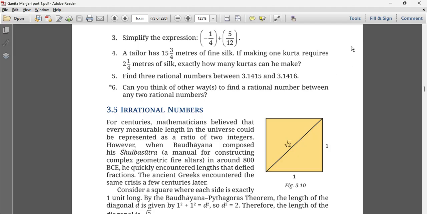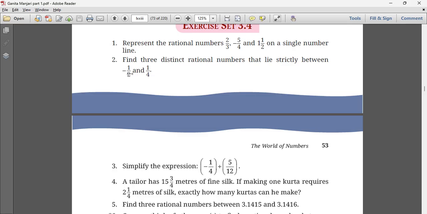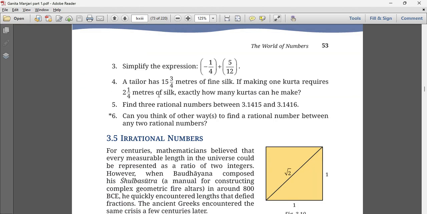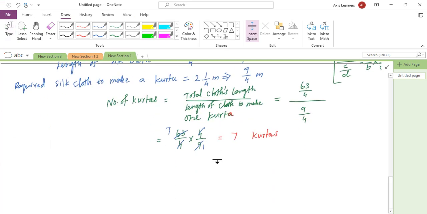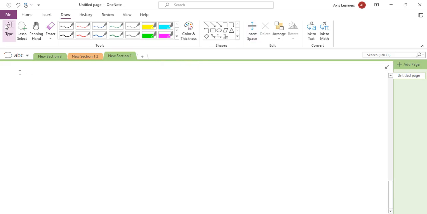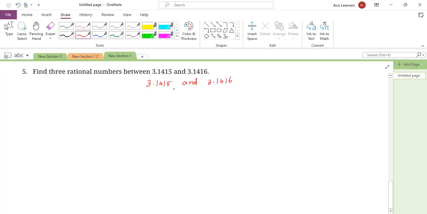Now next one, find 3 rational numbers between 2 decimal numbers. This is also like the second question. In the second question we had the numbers in the rational form, p by q form, but here it is in the decimal form. Okay, we can use the same method. See this, find 3 rational numbers between 3.1415 and 3.1416. Okay, so we can write this as 3.14150 and 3.14160.